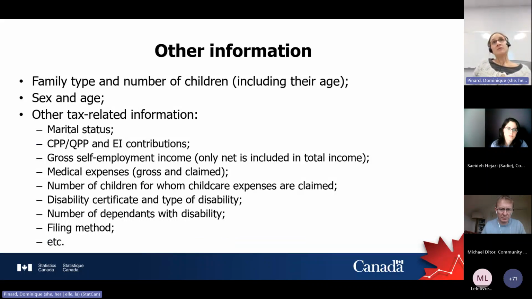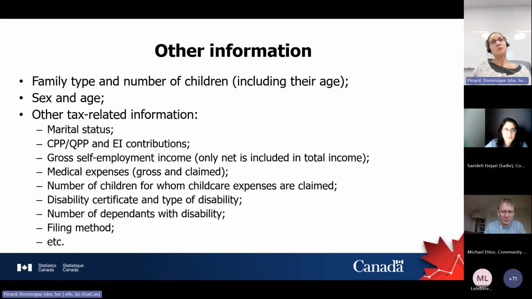Other tax-related information that's available on TIF would be the marital status. I talked about CPP, QPP, and EI contributions earlier. So there's a list of things that are available. And again, I think if someone looks at the schedule, they have a really good idea of what could be available on TIF. And in doubt, contact us and we'll answer. There's no such thing as asking yourself a question and being stuck with that question. We're likely going to be able to help you out with this one.